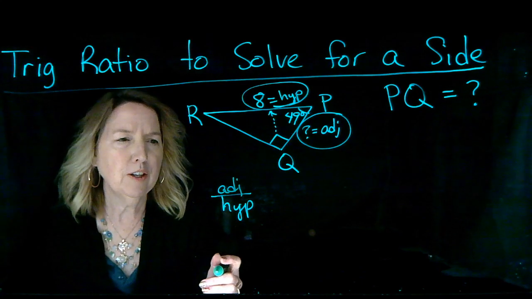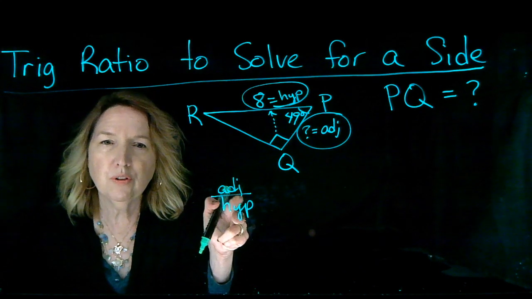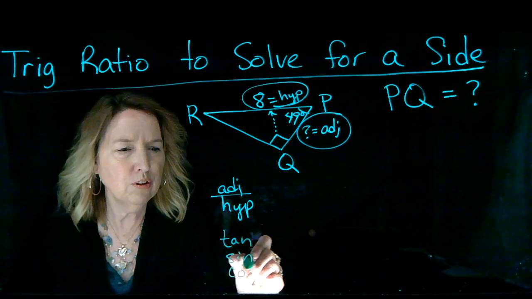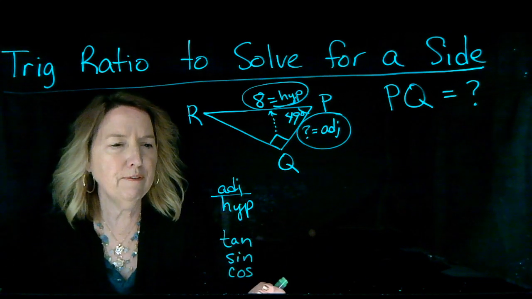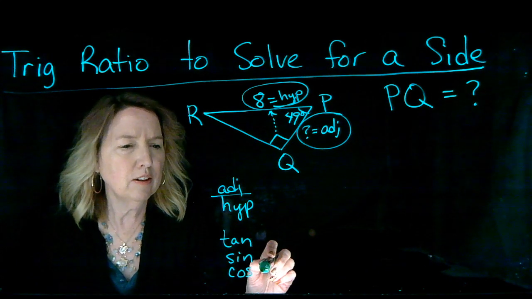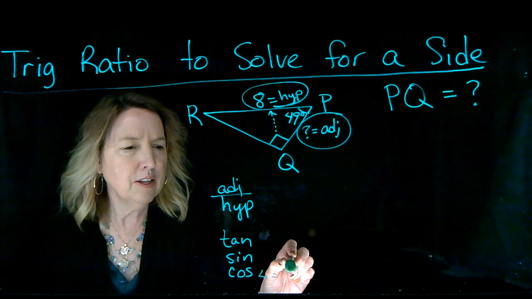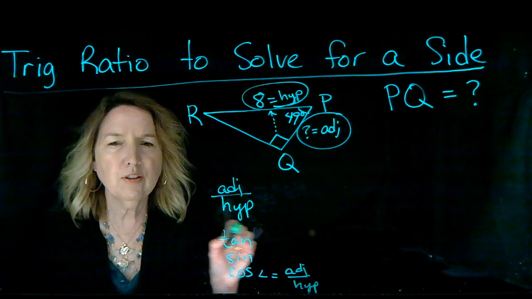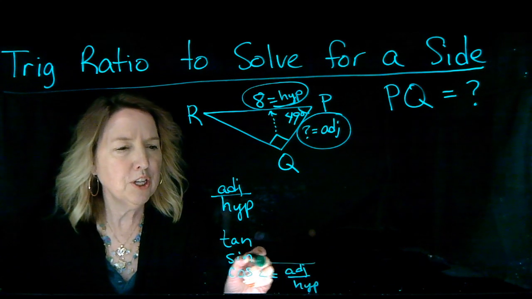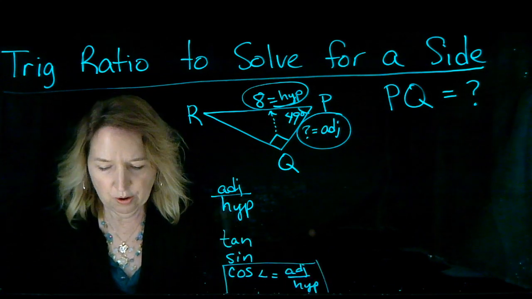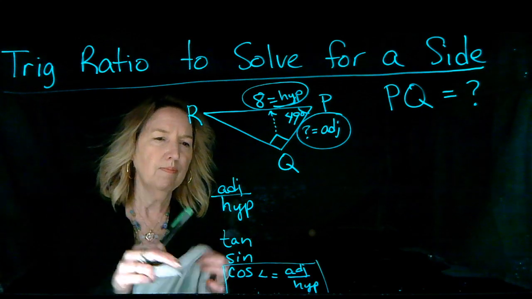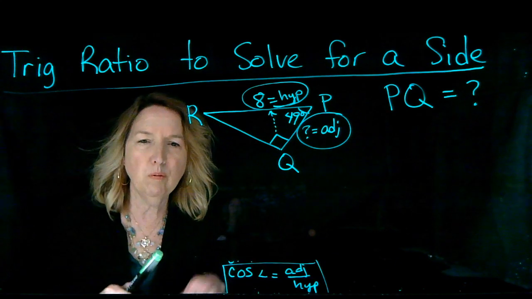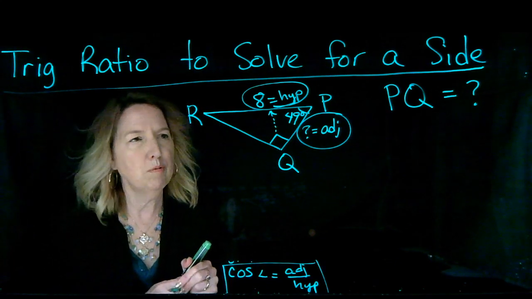Which trig function uses those two sides together? Is it tangent, sine, or cosine? I look in my notes, my definitions, and I see that cosine of an angle is the adjacent side over the hypotenuse. That's the trig function we're going to use then, and we can disregard all the rest. So once we identify which trig function we're going to use, we go ahead and write it down somewhere.